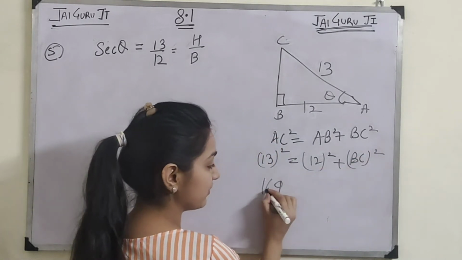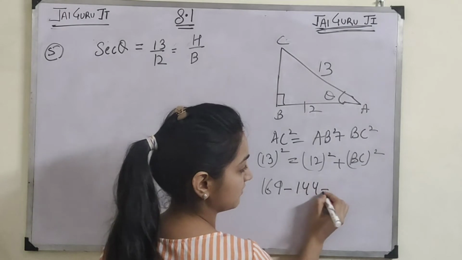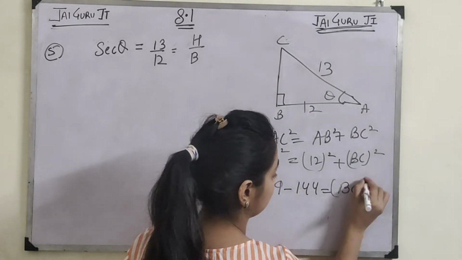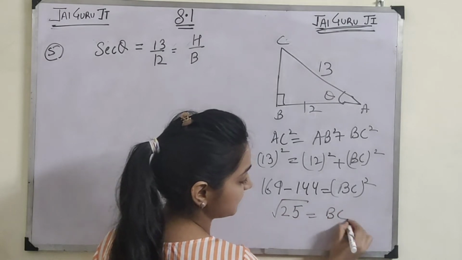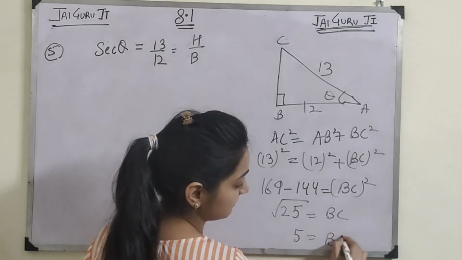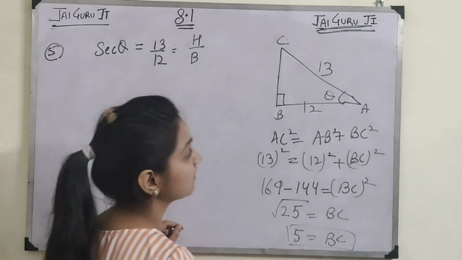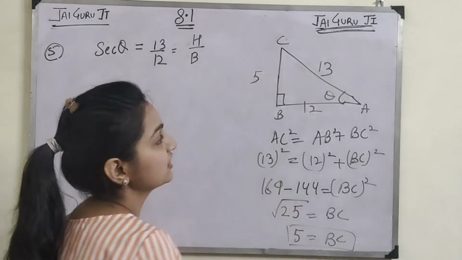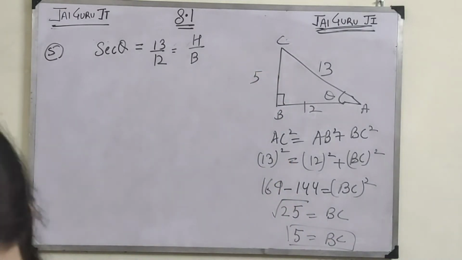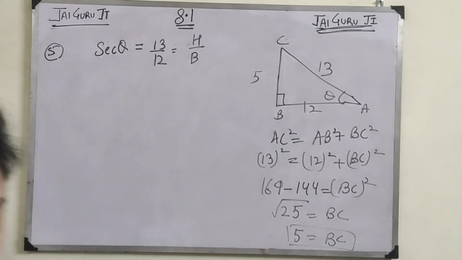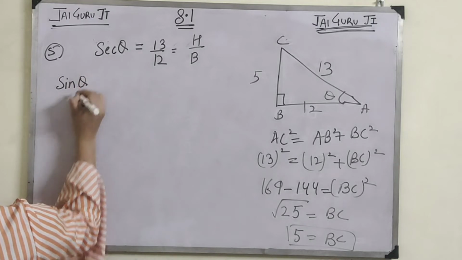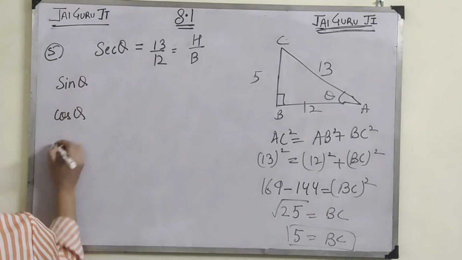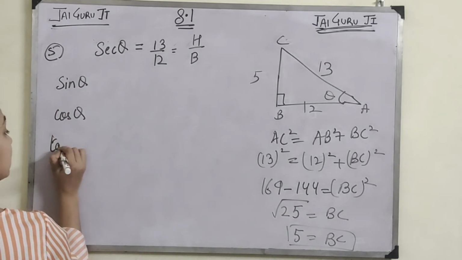169 here is plus, there it goes minus. This becomes 25 under the root. It becomes 5. So BC is 5 centimeter. So this is 5. Now you have to find out all the trigonometric ratios, meaning you have to find out sin theta, cos theta, tan theta.